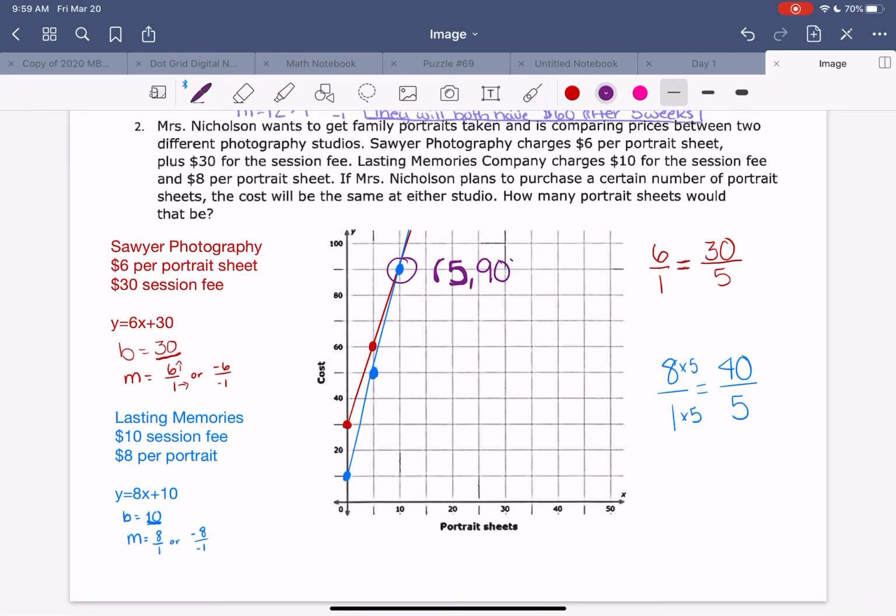And then remember that this is x comma y, and your x is talking about the portrait sheets and your y is talking about the cost. So when you make your sentence, make sure that you make it make sense.